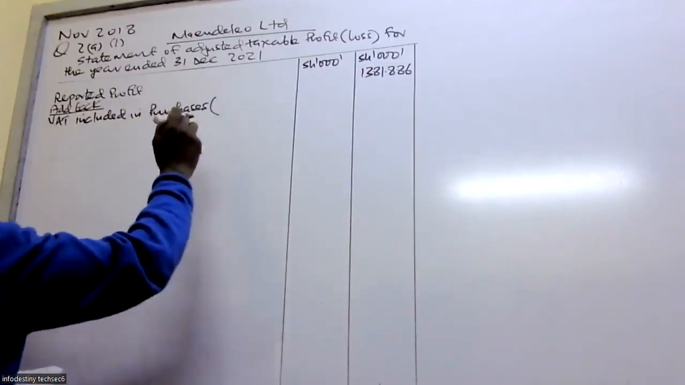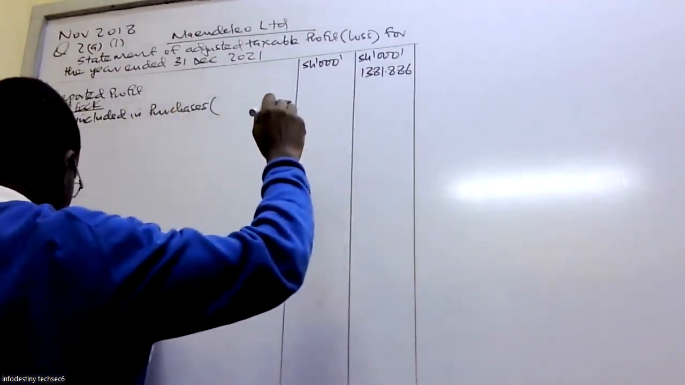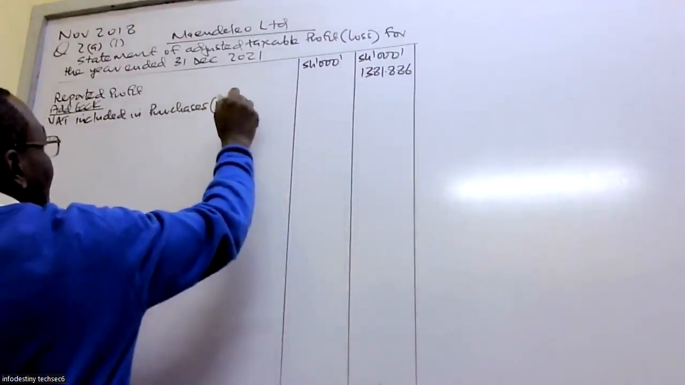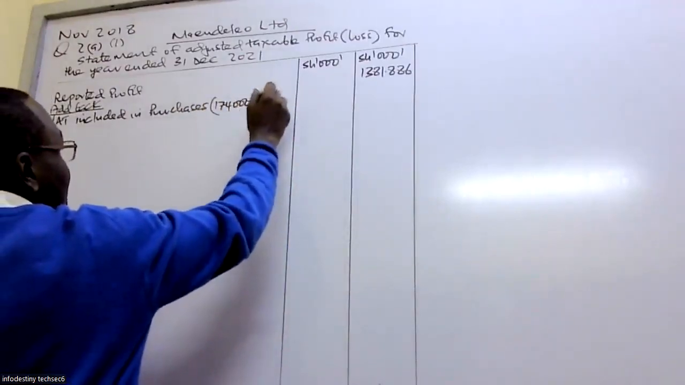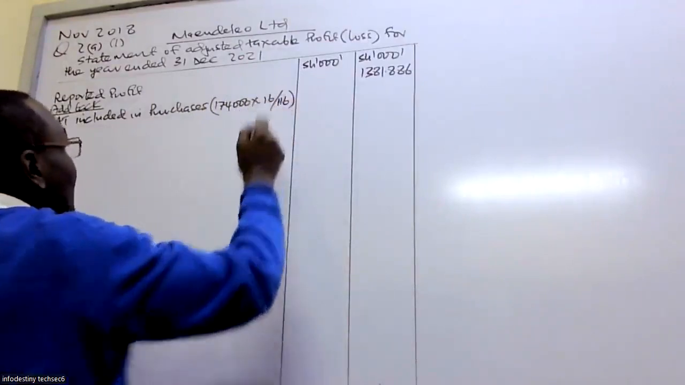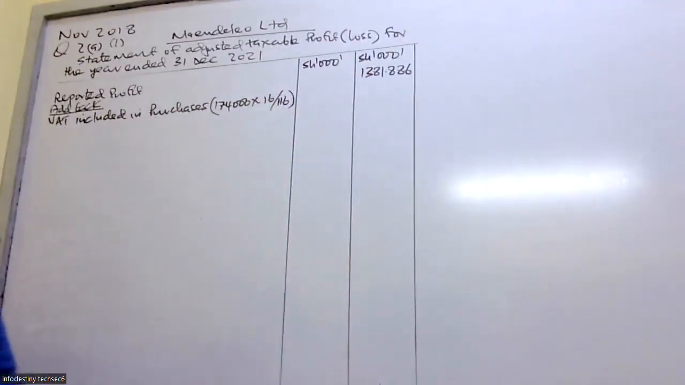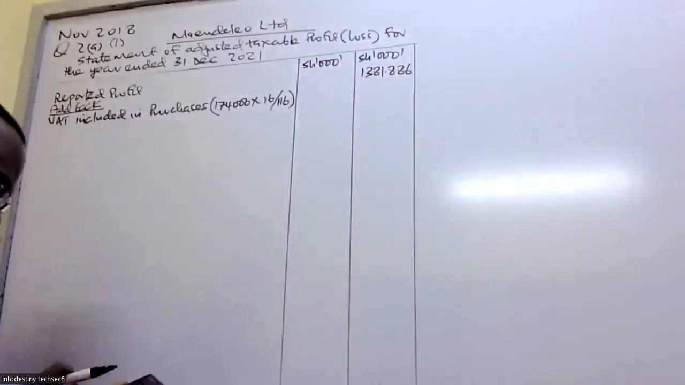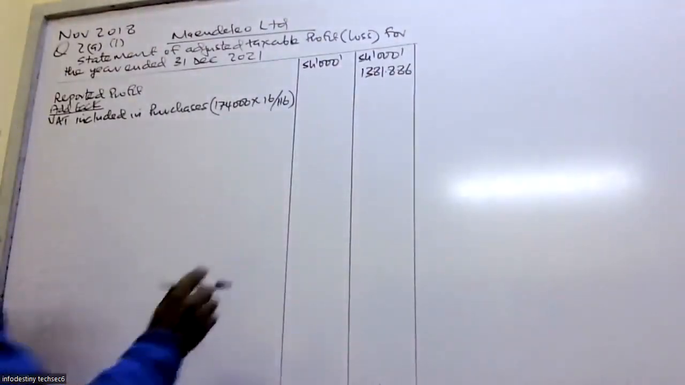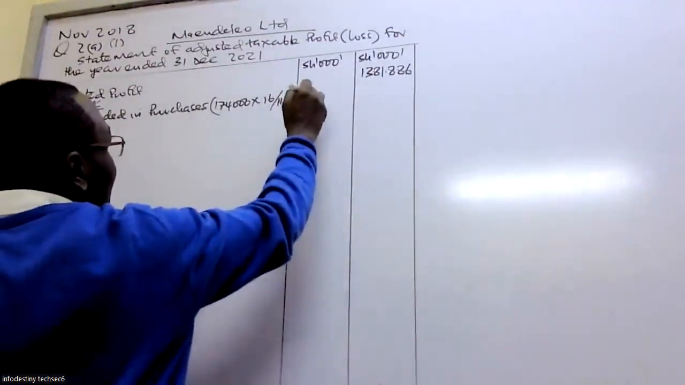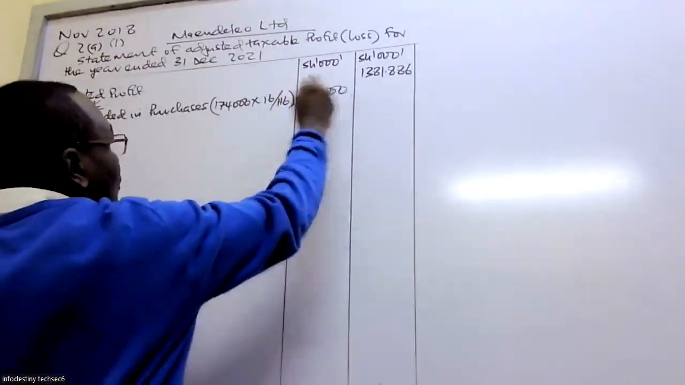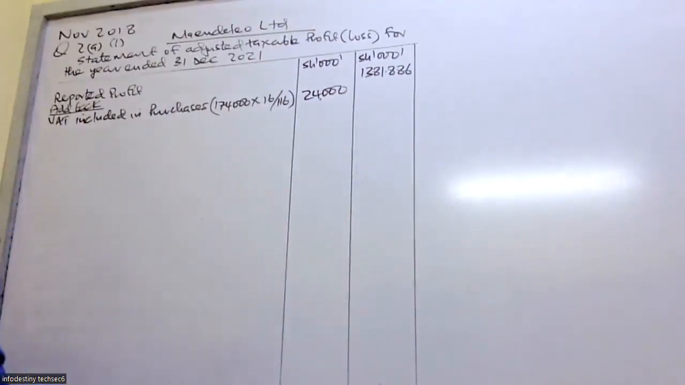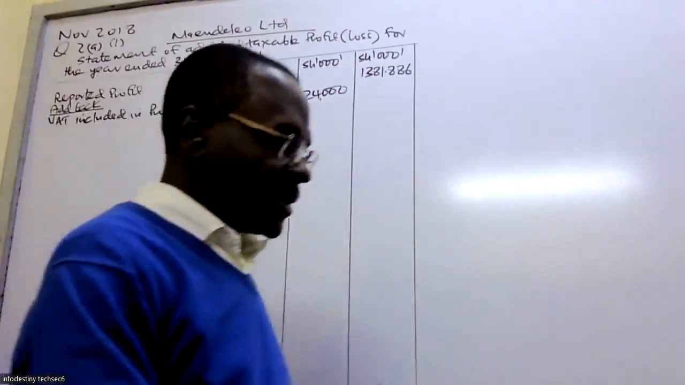And for VAT included in purchases, we will take 174 and multiply by 16 over 116. So that is our first add back. VAT included in purchases is 24,000, so we add back 24,000. That's in the trading account. There is no other adjustment in the trading account.